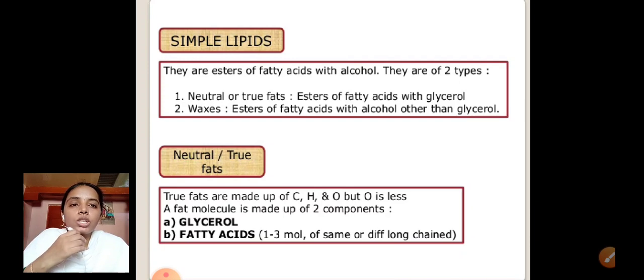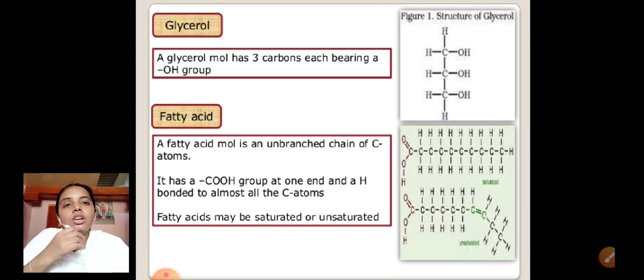A fat molecule is made up of two components: glycerol and fatty acids. Glycerol is a molecule with 3 carbons, each bearing an OH group. A fatty acid molecule is an unbranched chain of C atoms. It has a COOH group at one end and H bonded to almost all the C atoms. Fatty acids may be saturated and unsaturated, based on the specific structural component.